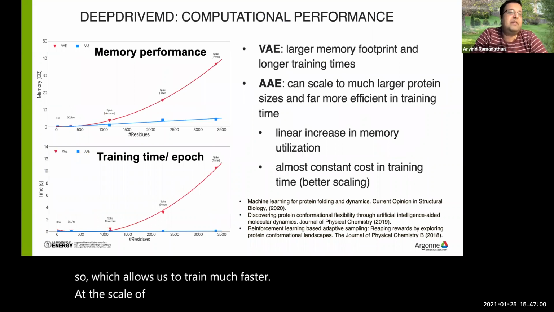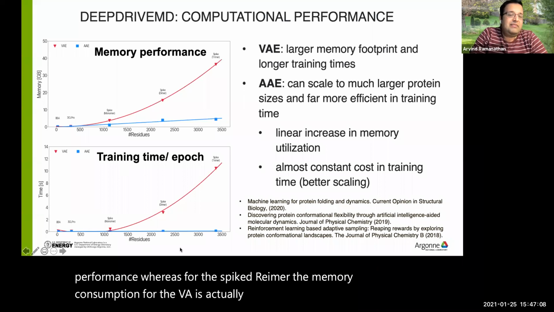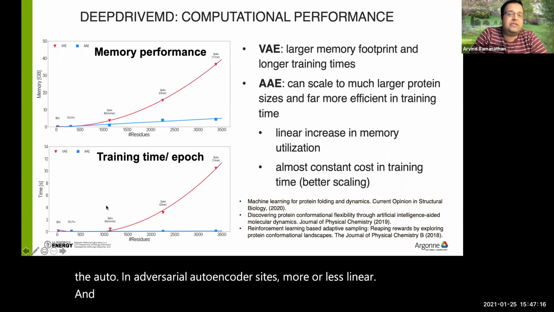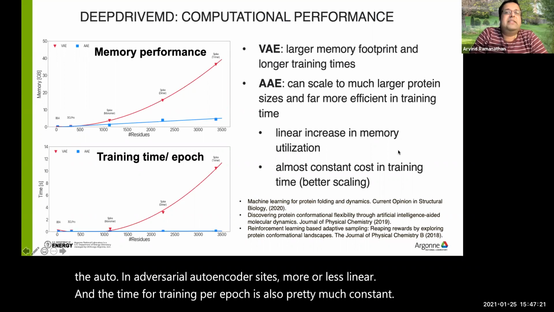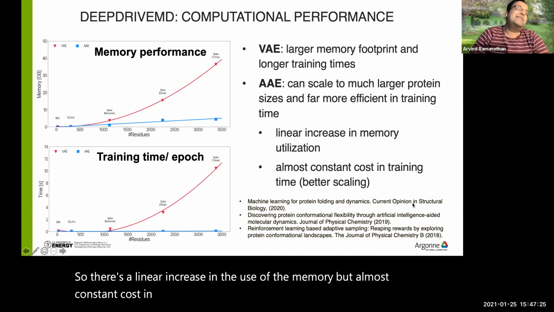So you can see the memory performance, whereas for the spike trimer, the memory consumption for the VAE is actually quadratic. On the adversarial autoencoder side, it's more or less linear. And the time for training per epoch is also pretty much constant. So there's a linear increase in the use of the memory, but almost constant cost in training time, which allows us to better scale on very large systems.